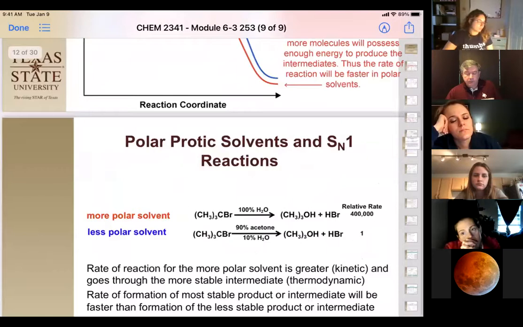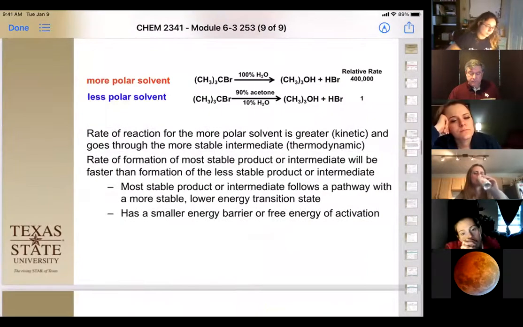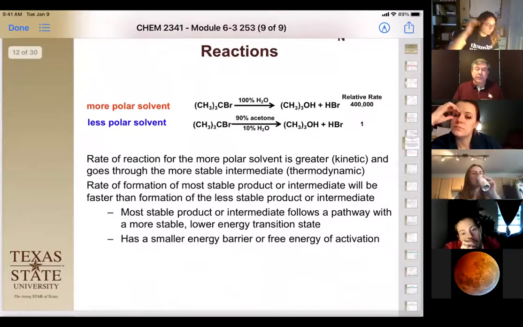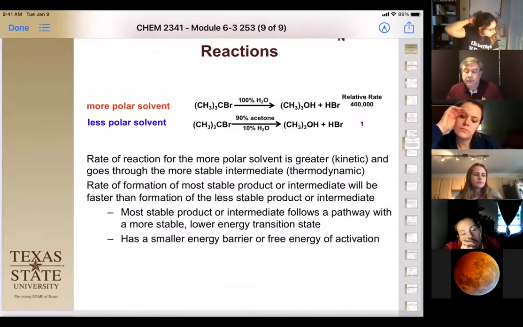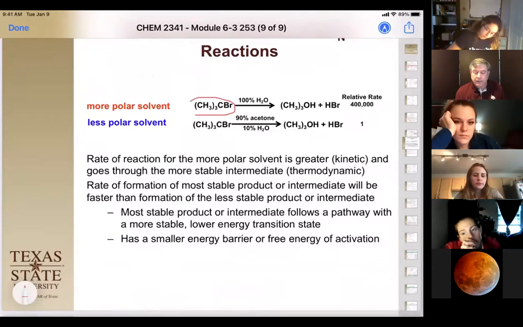Okay, and one more slide. So let's do this one comparison. In this case, we're going to use the exact same reactant right here, and we're going to react it with water. Water is our nucleophile in both of these cases.